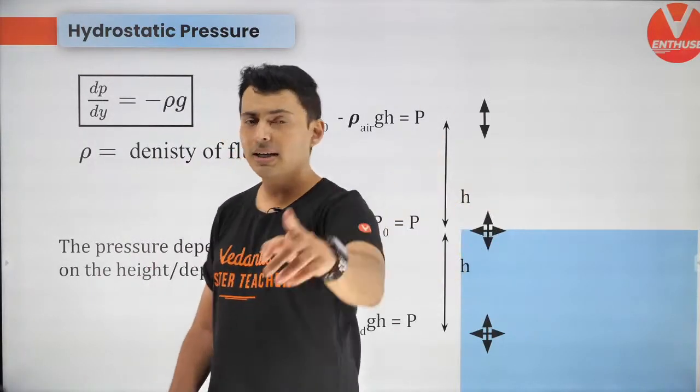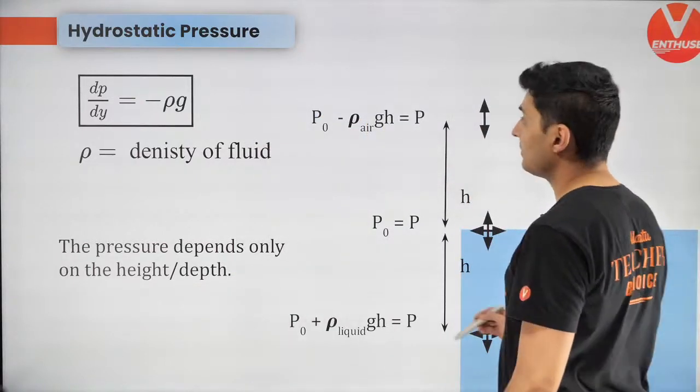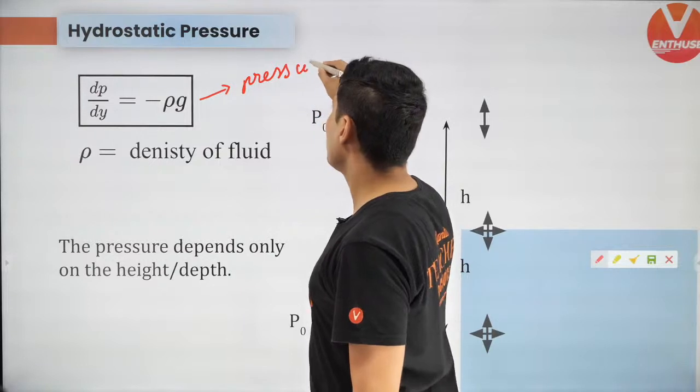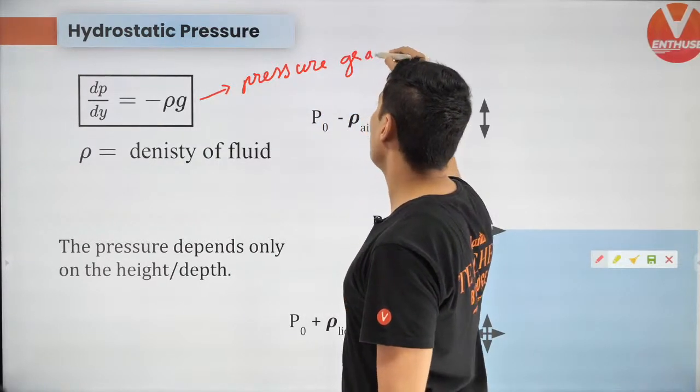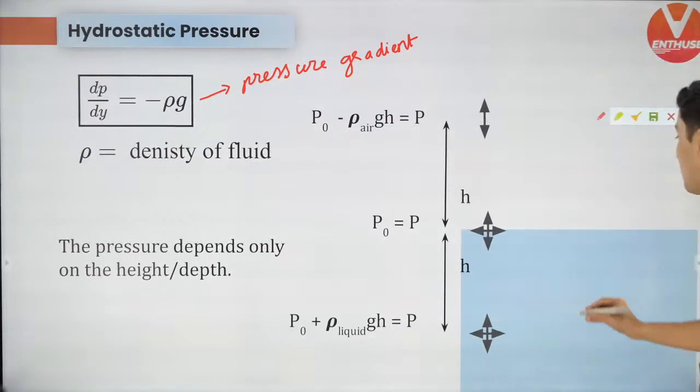Very important. What is this called, guys? Dp by dy? What is this called? Dp by dy. This is called as pressure gradient. Pressure gradient. Very, very important. And one last thing before we continue ahead.